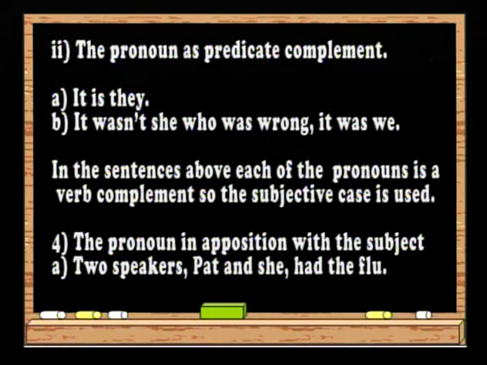The pronoun as predicate complement. It is they. It wasn't she who was wrong. It was we. In the sentences above, each of the pronouns is a verb complement, so the subjective case is used.